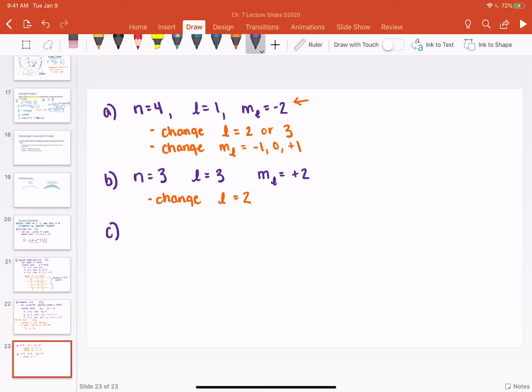Let's do one more. Let's say we have n equals 1, L equals 1, M sub L equals 0. So this example is similar to the previous one. We could change our L value to equal 0.